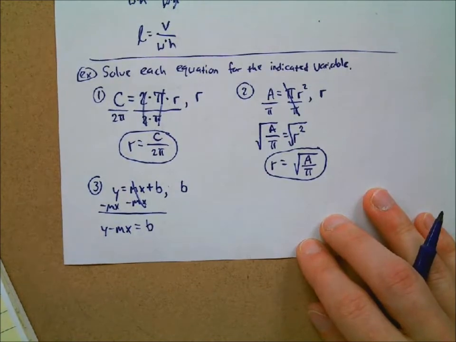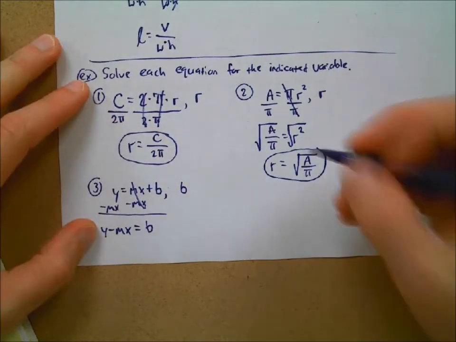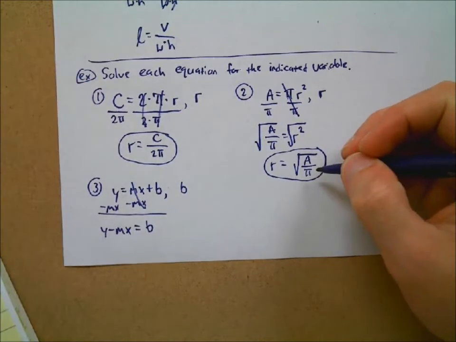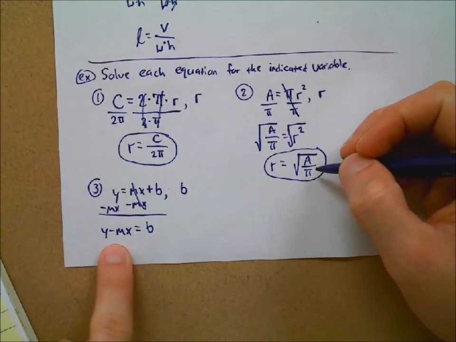Just like we couldn't divide c by 2 pi. We couldn't divide a by pi. They're not like terms. Or like it's not possible to divide there. Here we cannot subtract this. So we just have to rewrite the subtraction.